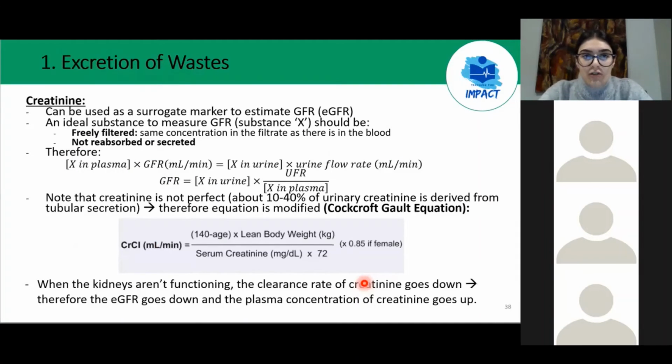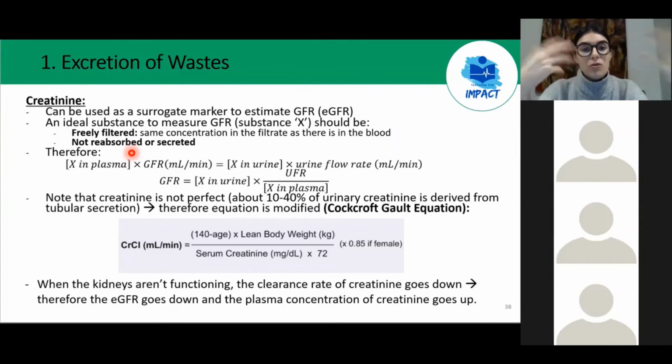Starting off with the excretion of waste, this is a disgusting slide, but what I wanted to highlight is that creatinine is a really important waste product that is a great marker of GFR. When we measure GFR, we want the substance to be, A, freely filtered, and B, not reabsorbed or secreted. That way the amount in the blood equals the amount in the urine, and we can measure exactly how fast or slow that product is going from the blood into the urine.